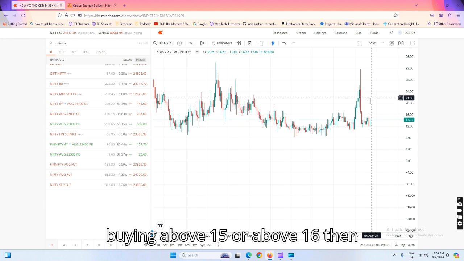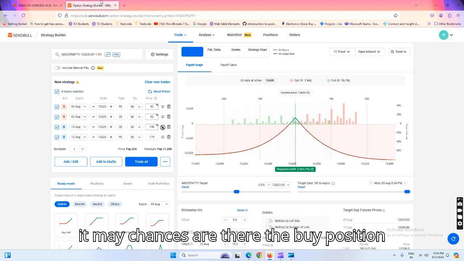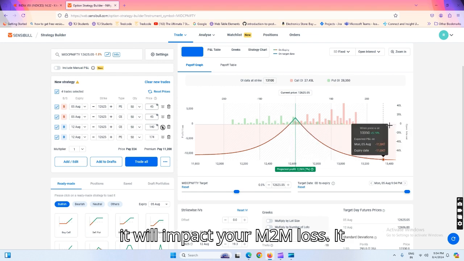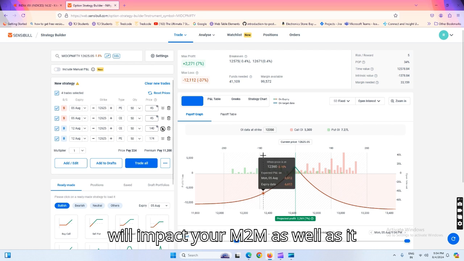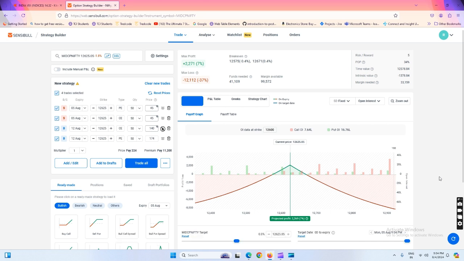If you are buying above 15 or above 16, then there are chances that the buy position you took will go into loss, and it will impact your M to M, as well as your psychology level.